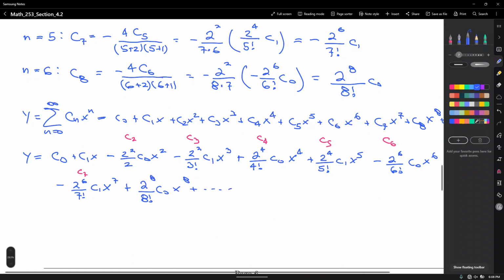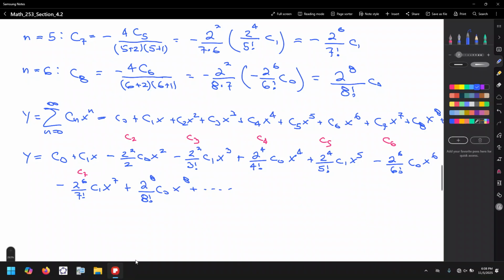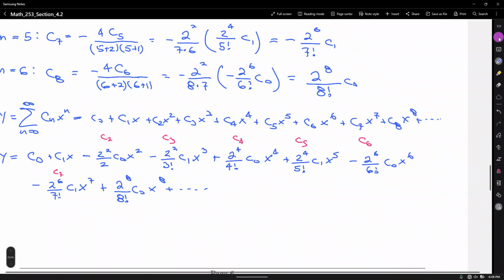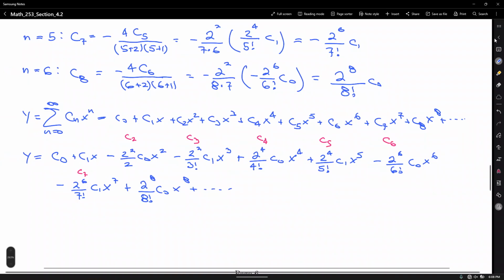All right, guys, this is good enough. But we're not done yet. We're almost there. Number one, do you guys observe that we have terms that have a c sub 0 and terms that have a c sub 1? So this is what we're going to do: we're going to split this in two groups, one group with c sub 0s and another group of c sub 1s.